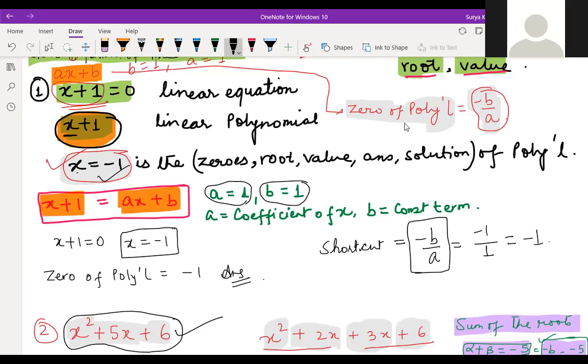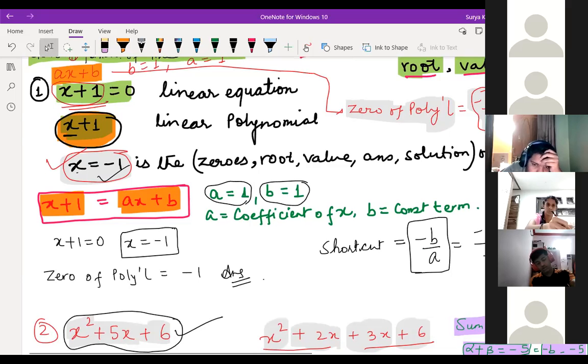Is it clear to everyone? Samarth? That's clear. Hemant, it's clear. Simply put x plus 1 equal to 0. The value of x that you get is the zero of the polynomial, or the root of the polynomial.